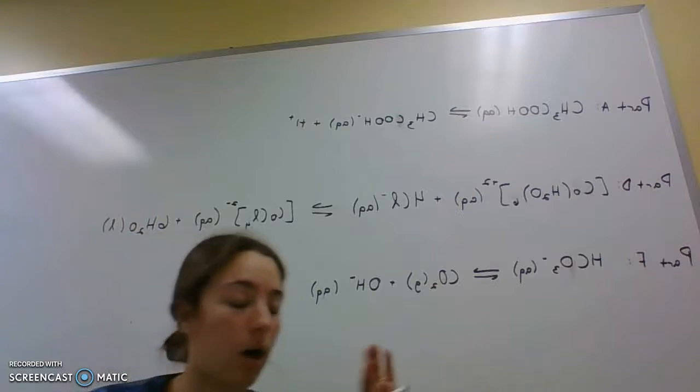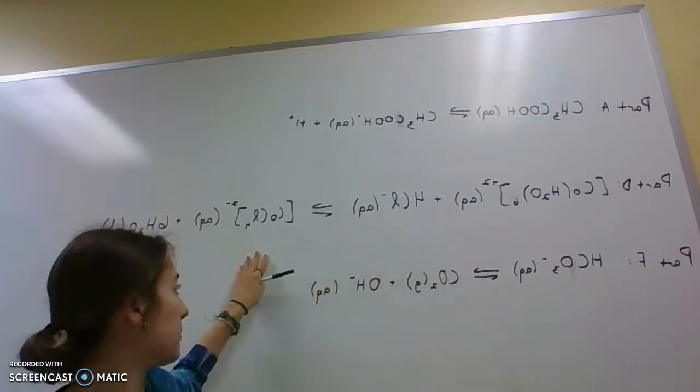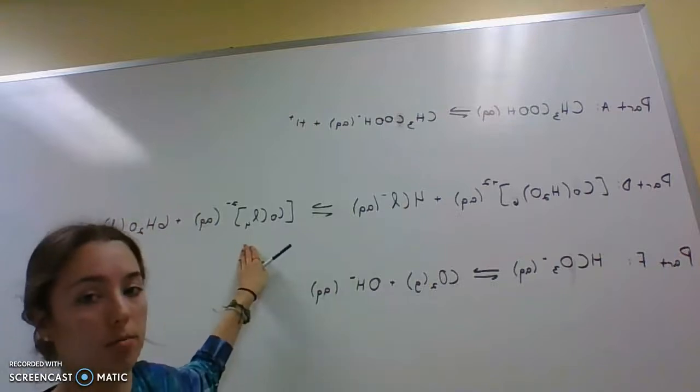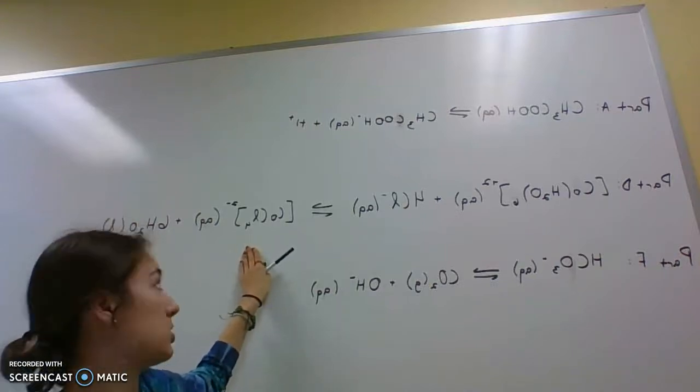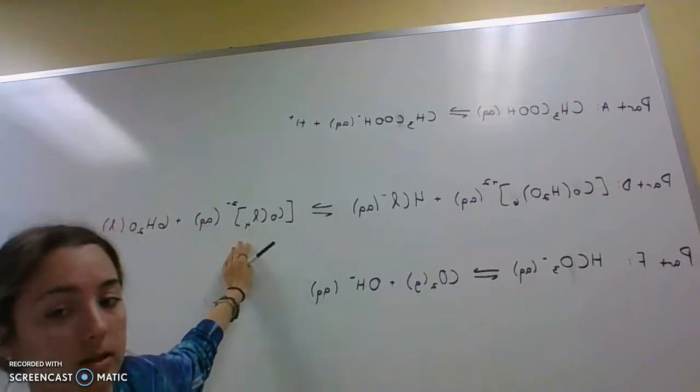So our observations also supported this because originally it did shift to the right and it became more blue, and we know that this supports Le Chatelier's principle because CoCl4 2 minus is the blue side.